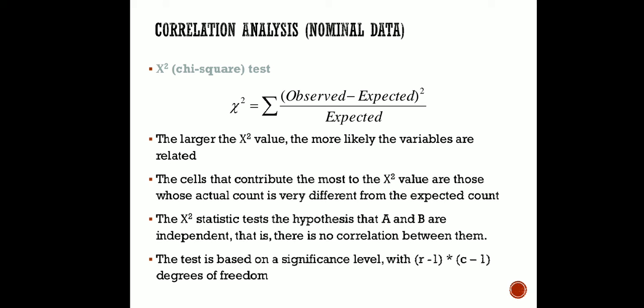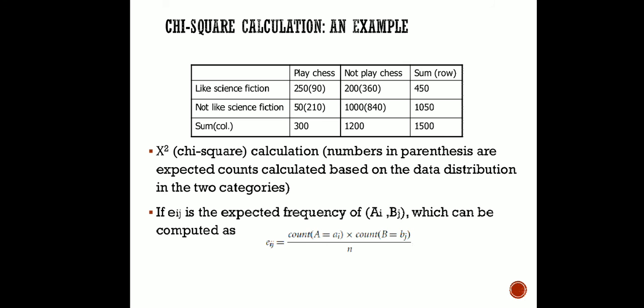Degrees of freedom means this one: R denotes the number of rows available in the table, and C denotes the number of columns in the table. Without focusing more on this theoretical approach, we will directly move to the example. Here we will focus on two kinds of variables: actual outcome and expected outcome. Actual outcomes are the cell values written in the table, and expected outcomes are written within braces.